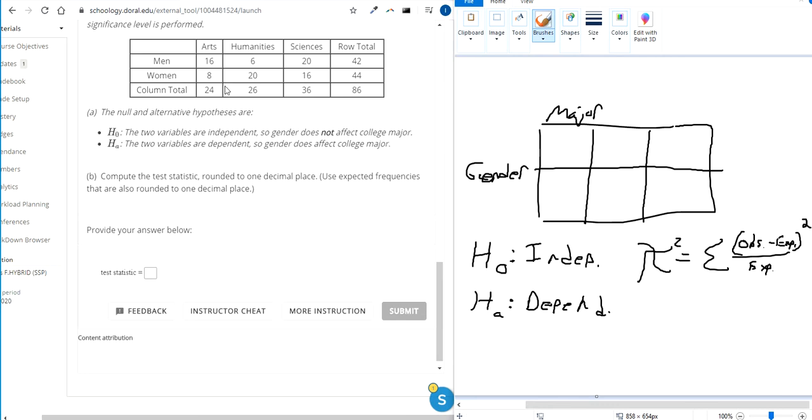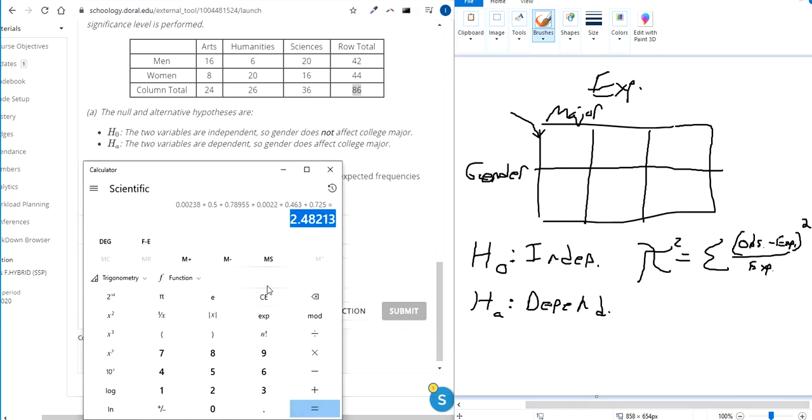Like we did in the previous video, the expected value is found by taking the row total times the column total divided by the grand total. For this first expected value, I'm going to label this table as my expected value table. I'm going to take the row total of 42, multiply it by the column total of 24, and divide by the grand total of 86. 42 times 24 divided by 86, I get an expected value of about 11.72.